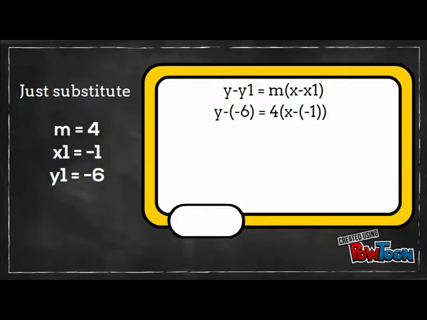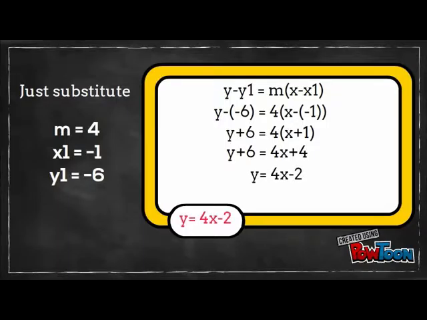Now, we have y minus negative 6 is equal to 4 times x minus negative 1. We know that this equation is equal to y plus 6 is equal to 4 times x plus 1. By multiplying 4 with x and 1, we will get y plus 6 is equal to 4x plus 4. Therefore, y is equal to 4x minus 2.